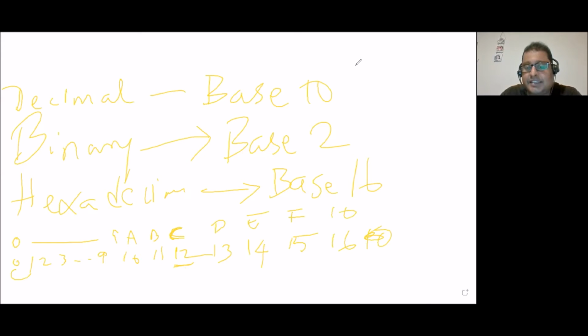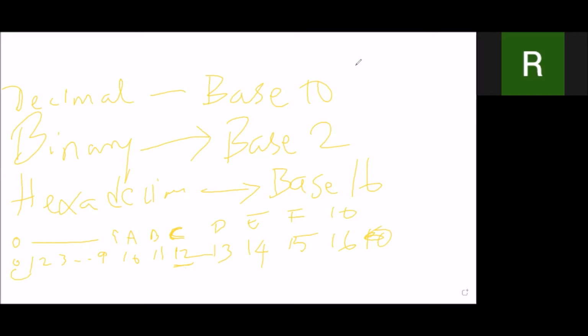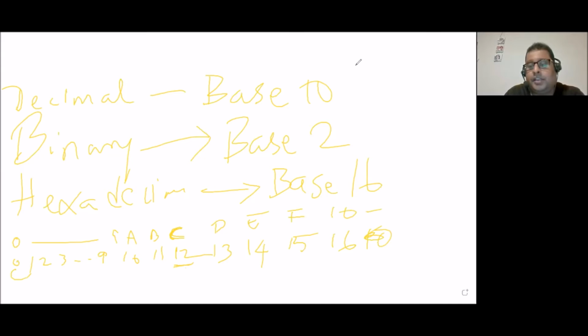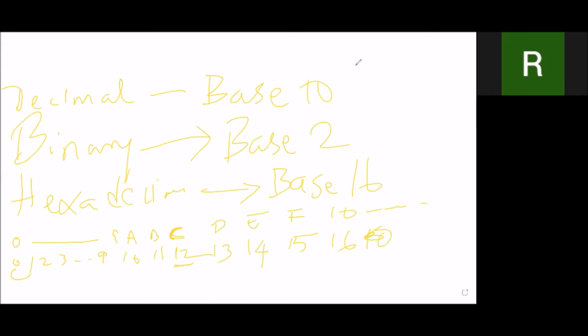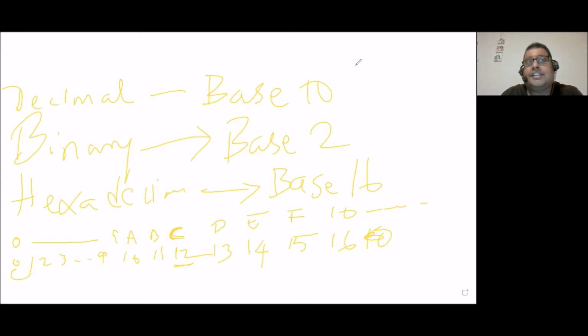Make sense? So for 16 we use 1 and 0, and then you go all the way. Yes, exactly. Okay. So these are different numbering systems which we use in the world, right?